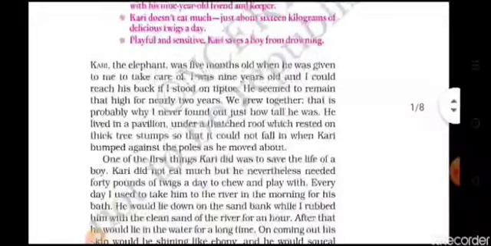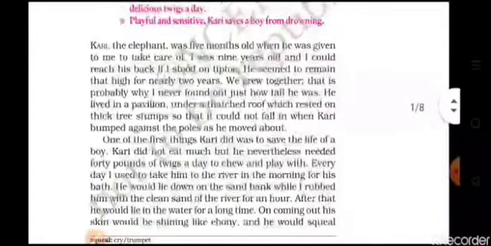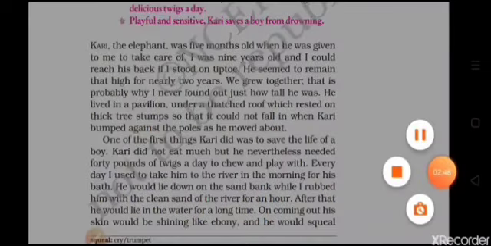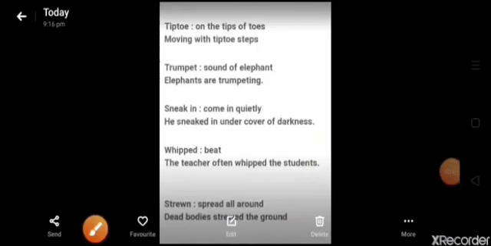In this story, we have seen so many new words. So let's see the meaning of the new words. First word meaning in this chapter is tiptoe. Tiptoe: on the tips of the toes, moving with tiptoe steps. Now trumpet: sound of elephant. Sneak in: come in quietly. Whipped: beat.